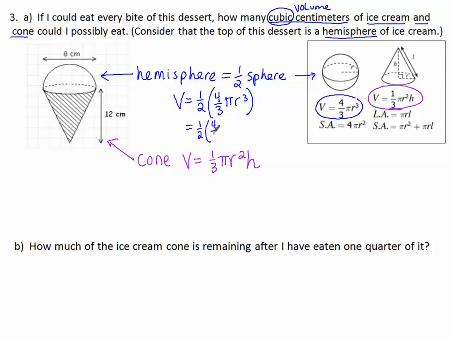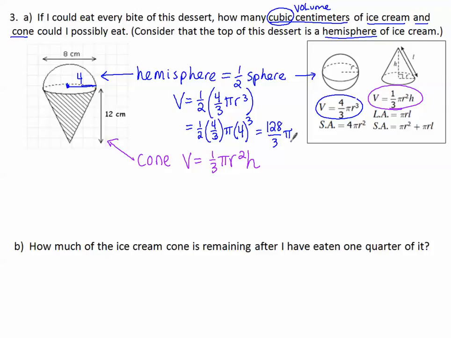1/2 times 4/3 times pi. Radius, well, the radius is half of the diameter. They gave me all the way across, so the radius is 4 centimeters, 4 cubed. Let's go to our calculator to compute that.